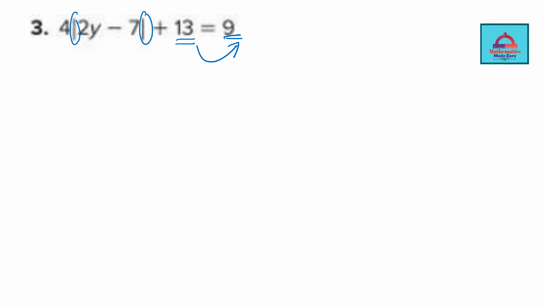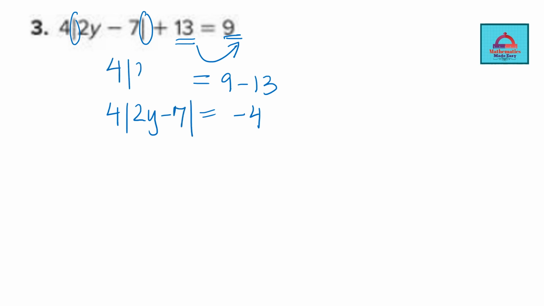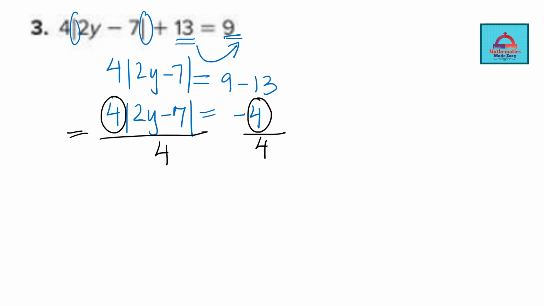So 13 moves here, it becomes 9 minus 13, which is going to give you a negative number. It is minus 4, so you get 4 times the absolute value of 2y minus 7 equal to negative 4. Now what is common in both? You have 4 here also, you have 4 here also, so you can divide both sides by 4 just to simplify the equation. So this gives you the absolute value of 2y minus 7 is equal to negative 1.